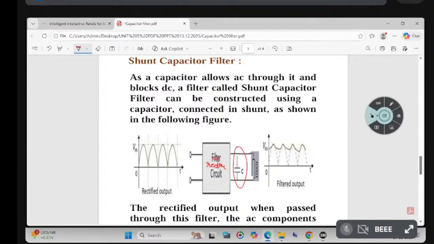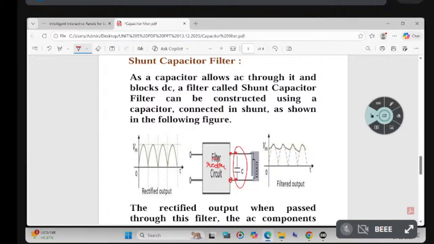Output of rectifier is connected to input of the filter. This is called output of rectifier. Output of rectifier is connected to the input of the filter.